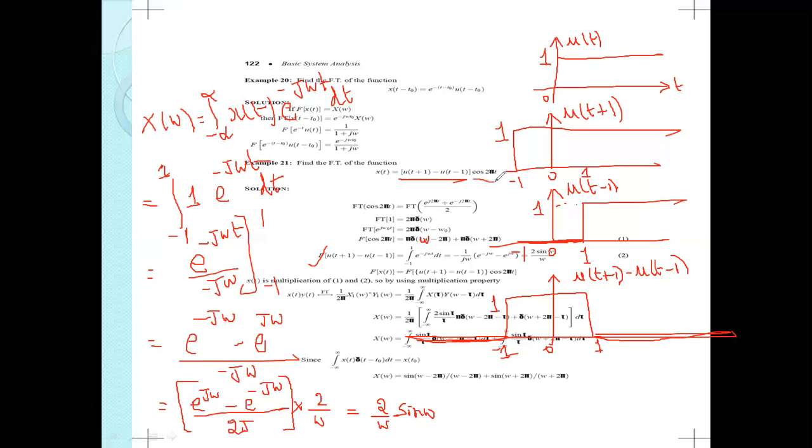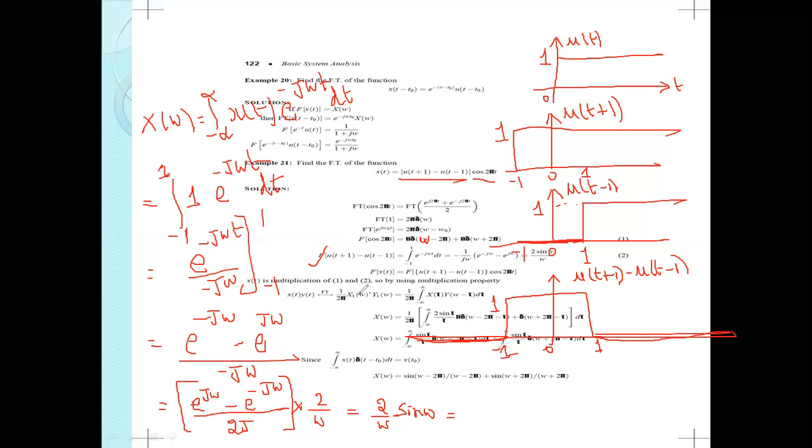And what is the Fourier transformation of this function? It is pi into delta of omega minus 2 pi plus pi into delta of omega plus 2 pi. Got it, my students? We got the two functions. Consider this as y1 of omega, the x1 of omega here. See, by using the multiplication property, the time is protected.